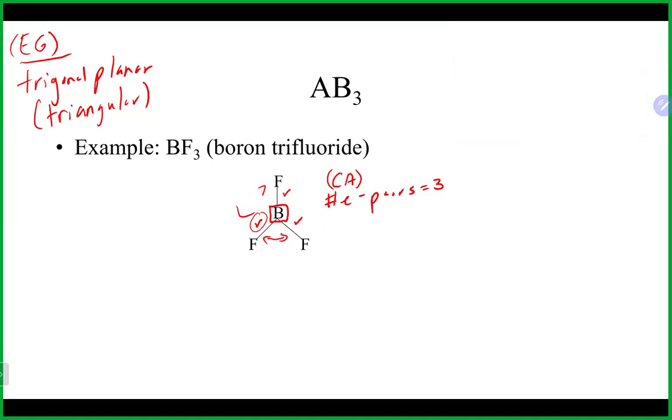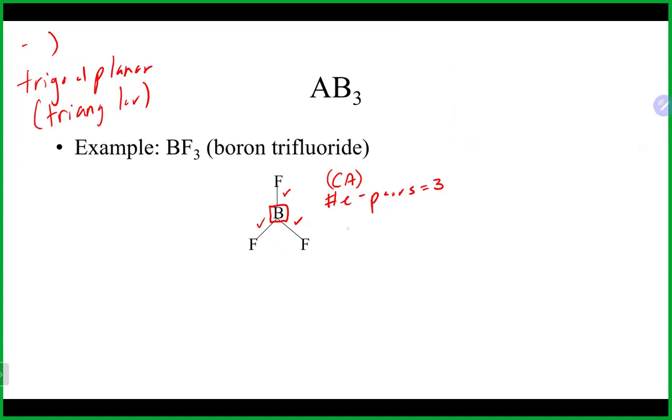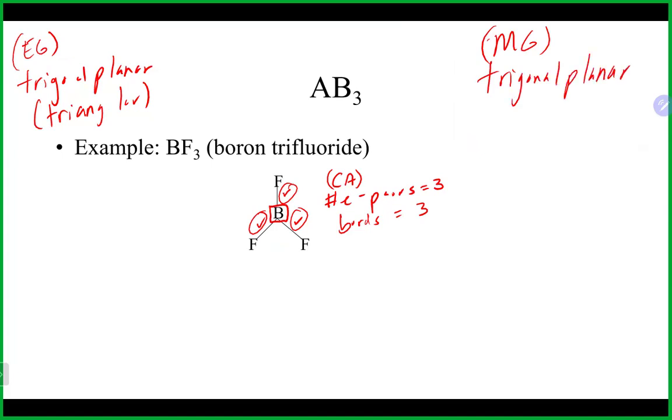So what we want to look at now is how many bonds we got going on. So if we take a look here, in terms of bonds, we have 1, 2, and 3 bonds. So something with 3 electron pairs and 3 bonds is going to give us a molecular geometry also trigonal planar. It is called trigonal planar because, frankly, it makes a triangle, basically, is the geometry that occurs there.